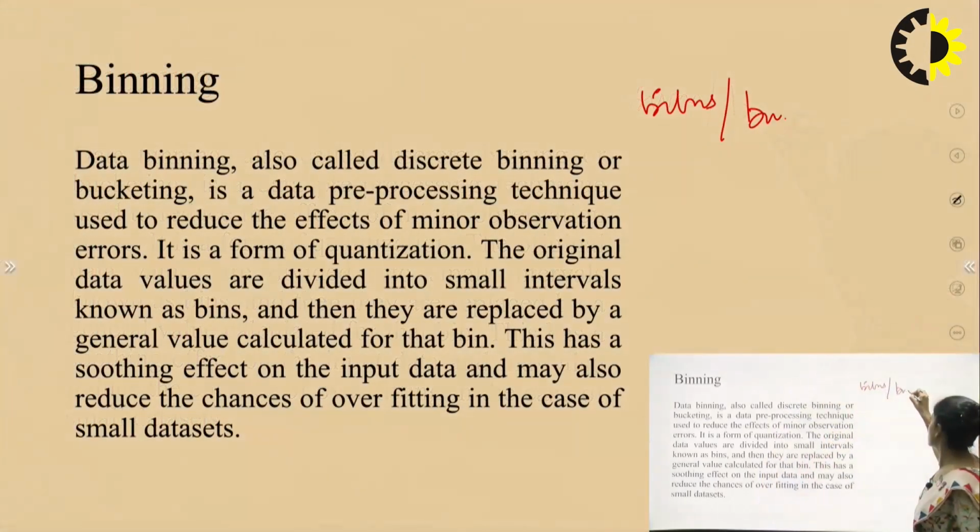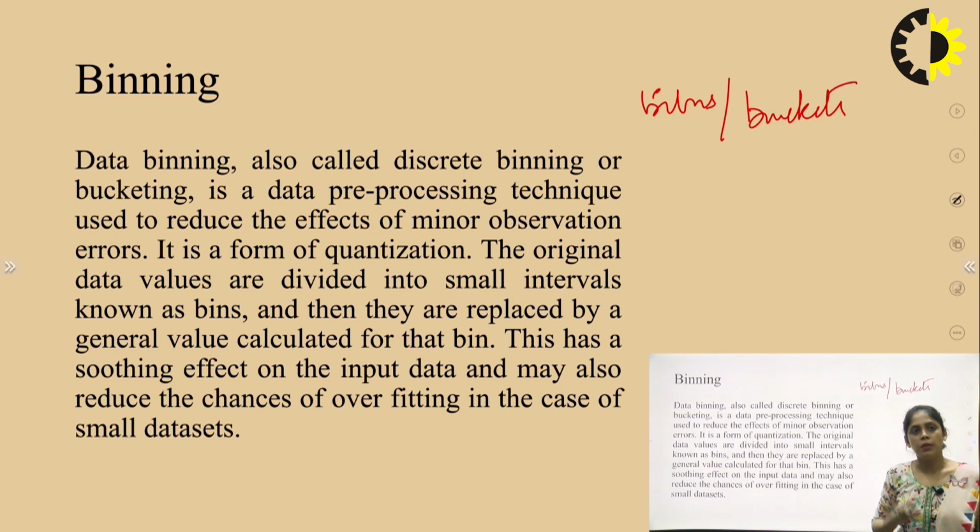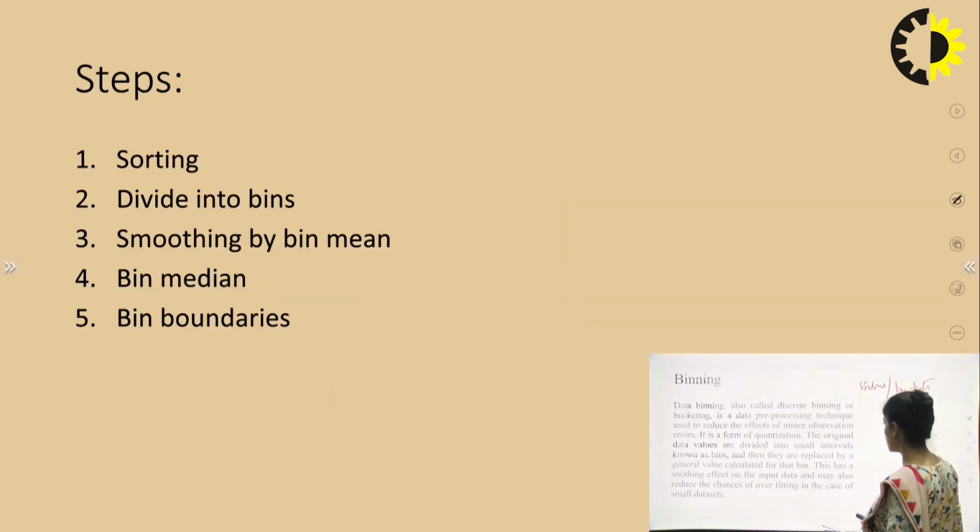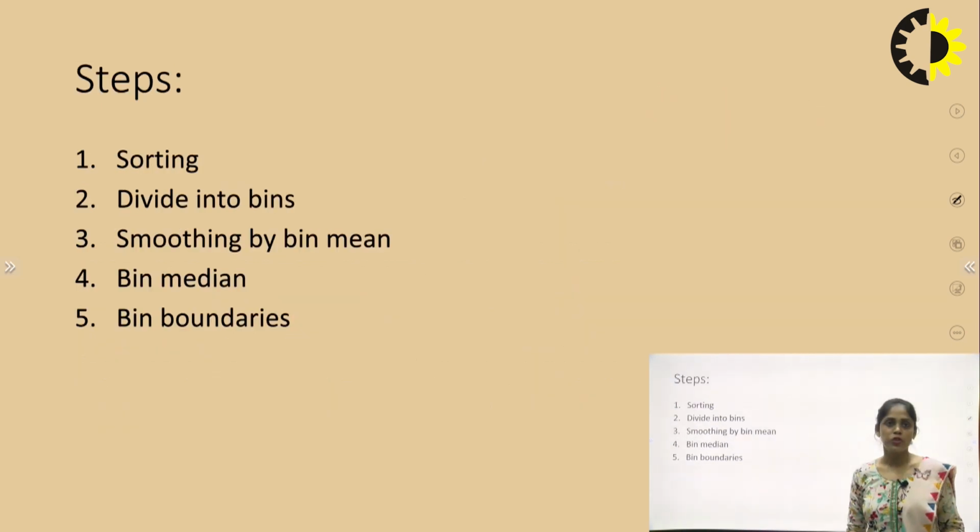Bins or buckets. Small things are there in which we are going to keep our information. We are going to divide the information in form of bins or buckets. The main purpose is to remove the error or noise available in it. How we are going to do it? There are certain steps for it.